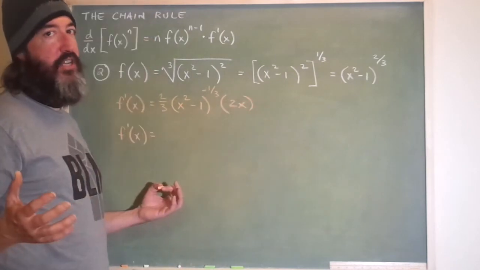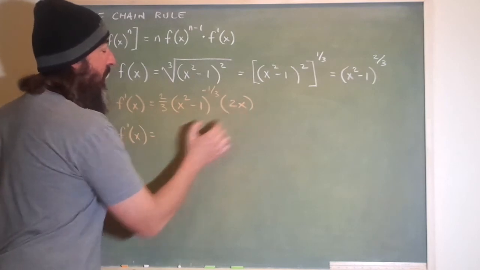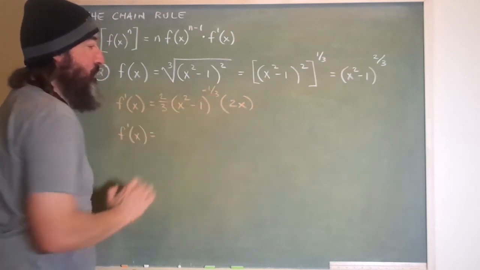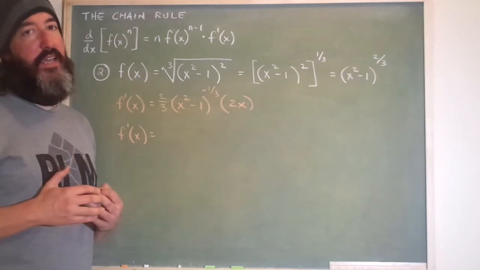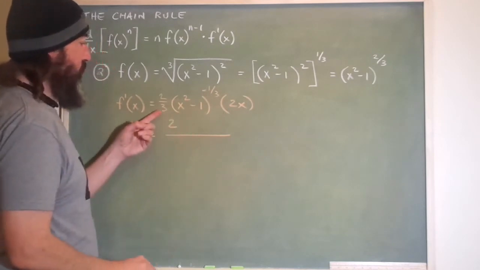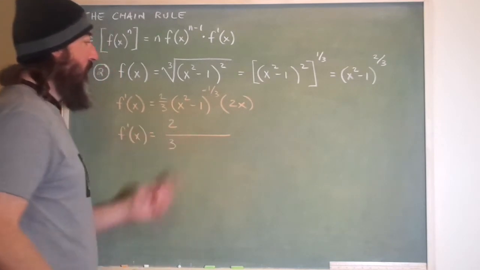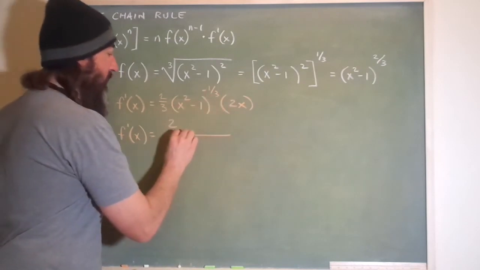I don't see any addition, I don't see any subtraction, I just see something times something times something, and I have a fraction and a negative exponent. I should be able to write this as one fraction with no negative exponents. This 2 is going to go in the numerator, this 3 is going to go in the denominator. This x squared minus 1 piece will go in the denominator because it has a negative exponent.